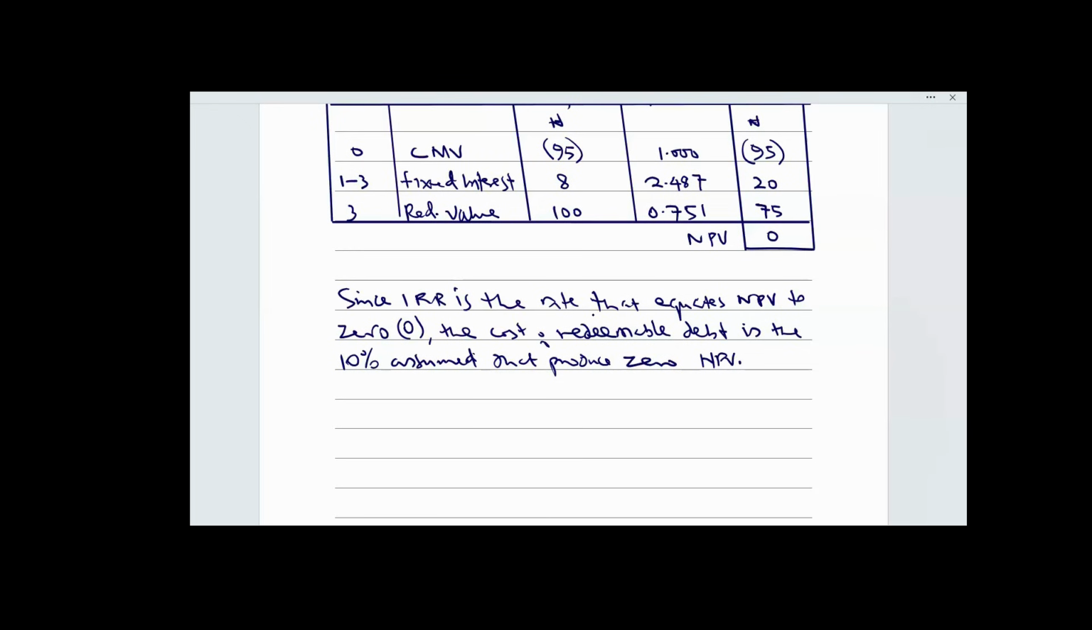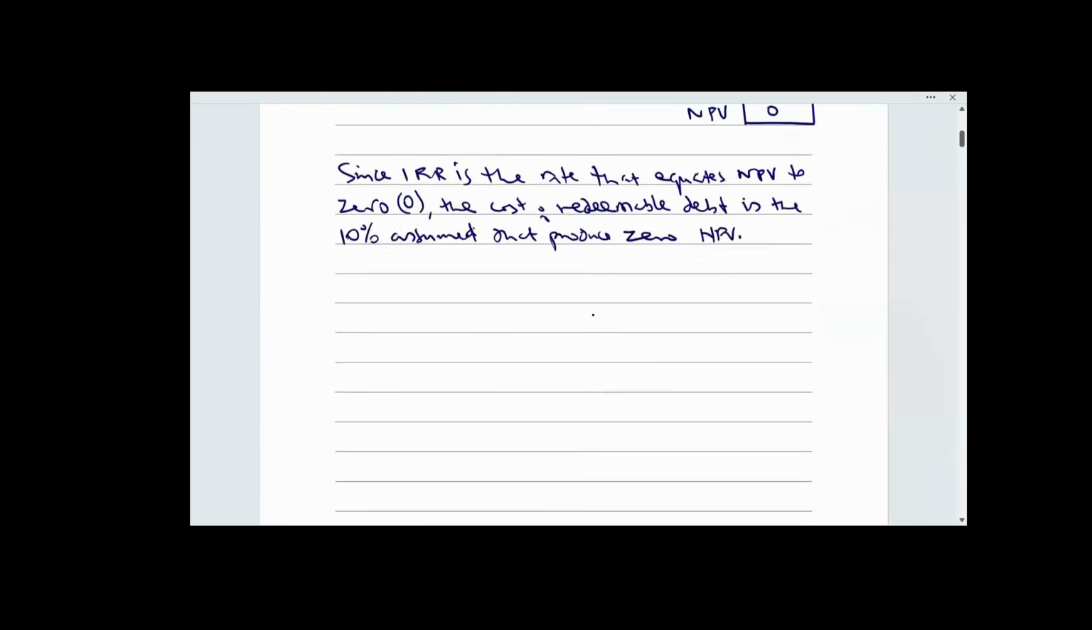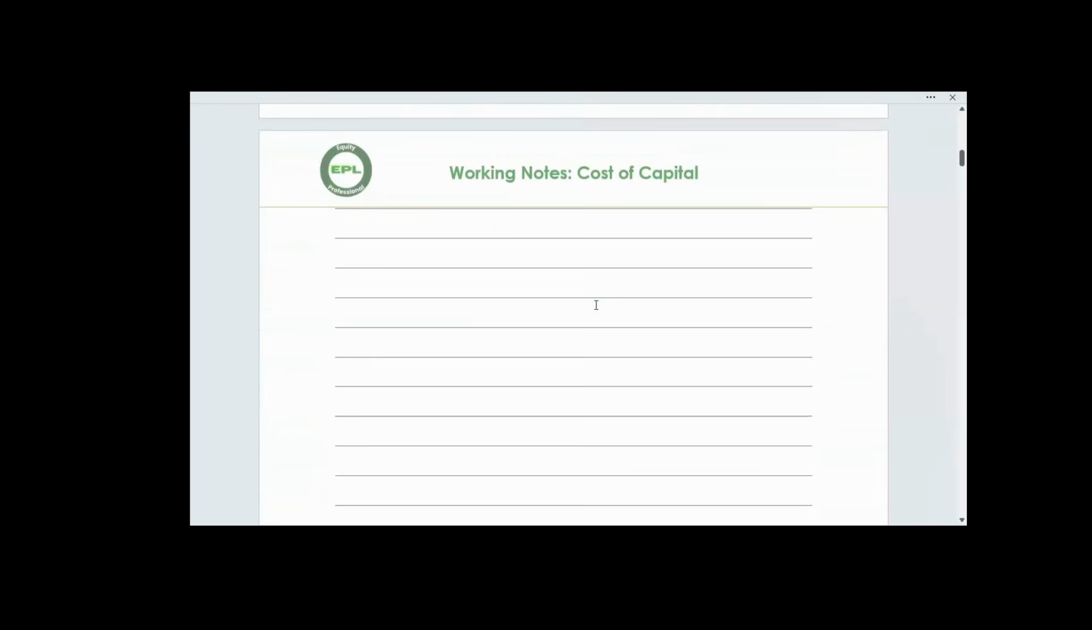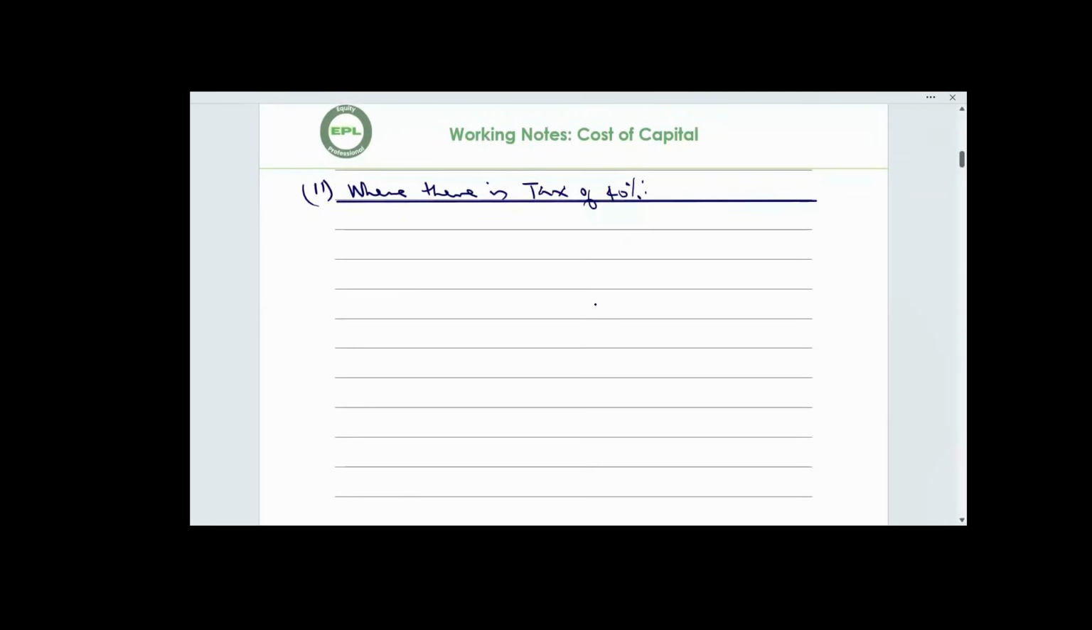Okay, so that's that. Then the second part, where there is tax, we are told that there is tax of 40%. Please, in case you have any question, always raise your hand and I will allow you to speak. Okay, so now there is tax. We are going to make some adjustments. But first thing first, let's design our table.